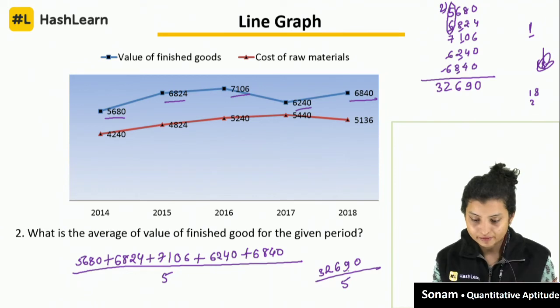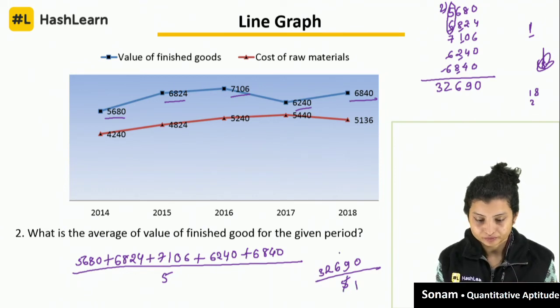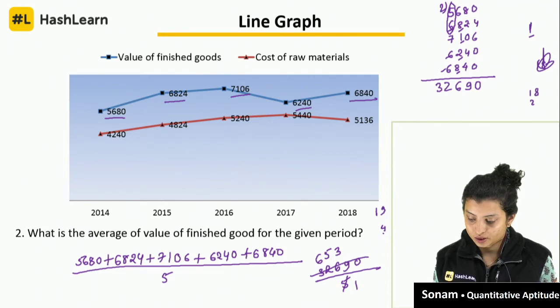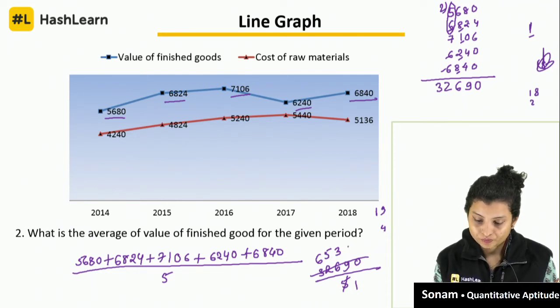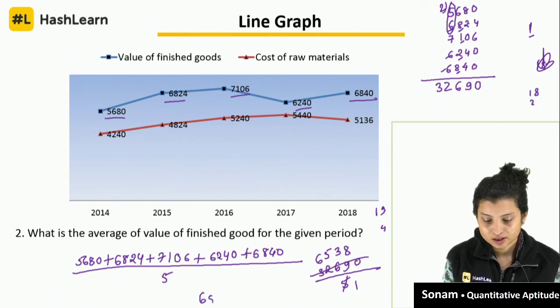Okay, let's divide it by 5. 5 one time, and then 5 how many times? 5 6s are 30, then 2 6, then 5 5s are 25, 1 9, then 5 3s are 15, so remaining will be 4, then 0, so 40, that will be 8. So your answer is 6538, correct?